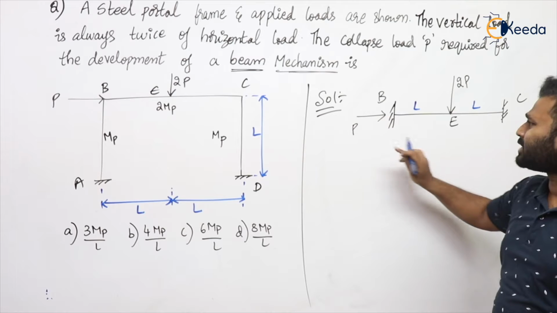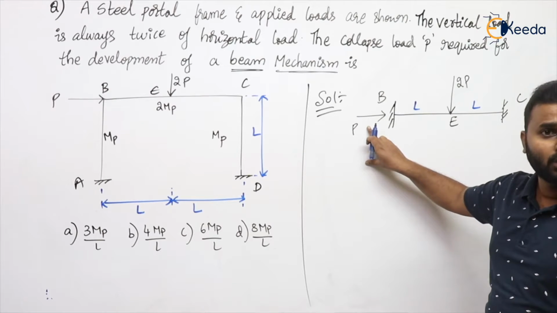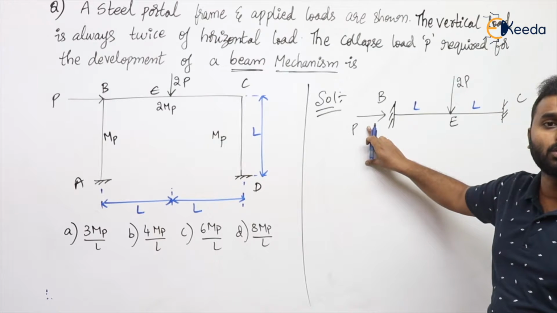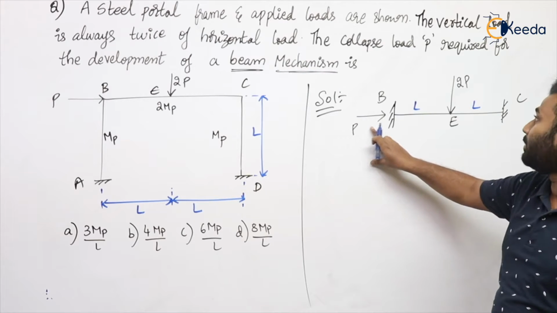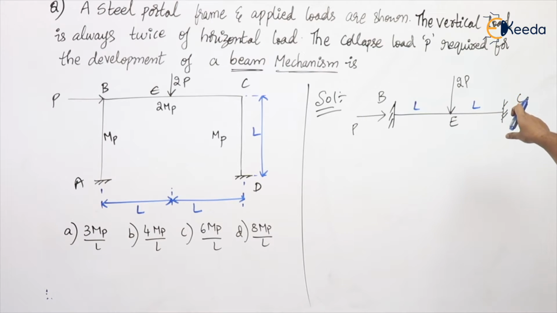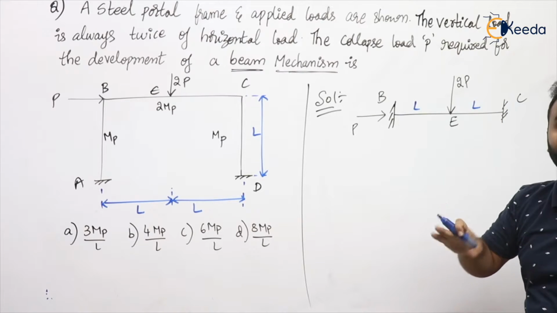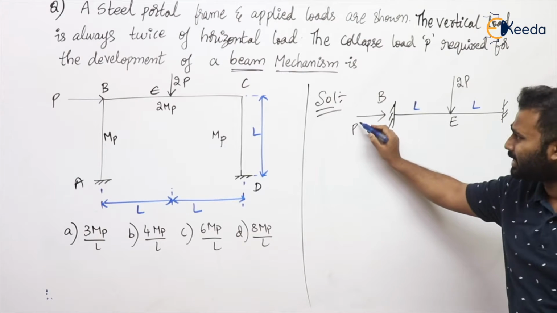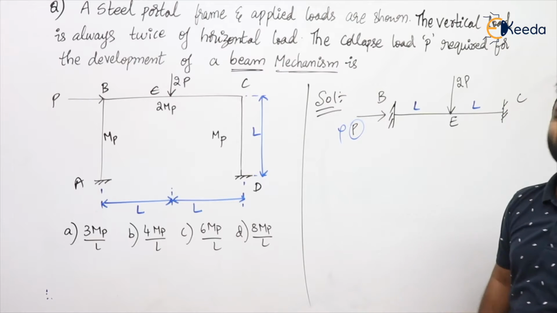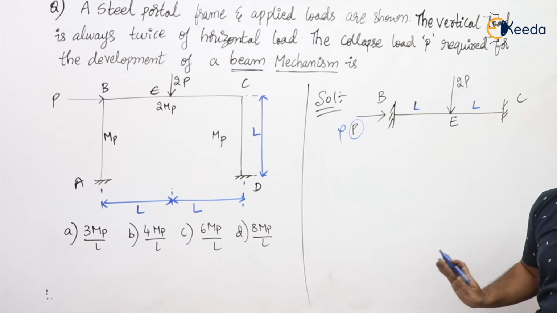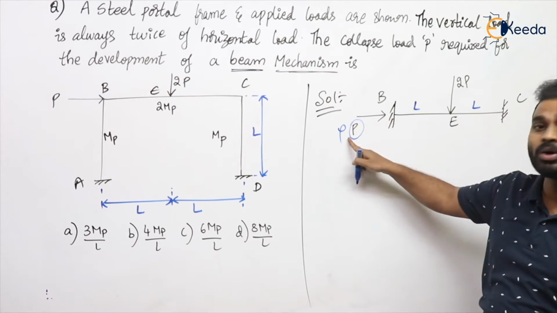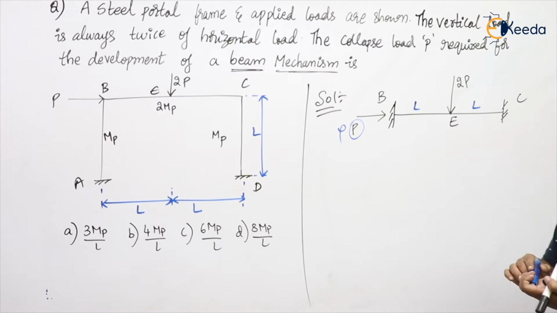Now here in beam mechanism, horizontal load will do no work. But vertical load always does work. In beam mechanism, only vertical loads do work, not horizontal loads. So we need to consider the vertical load in beam mechanism, and no need to consider the horizontal load. Is that clear, everyone?